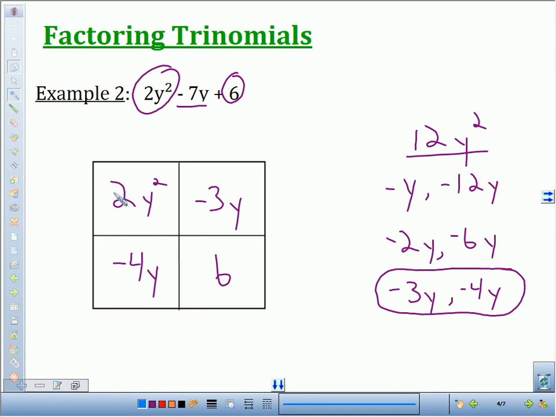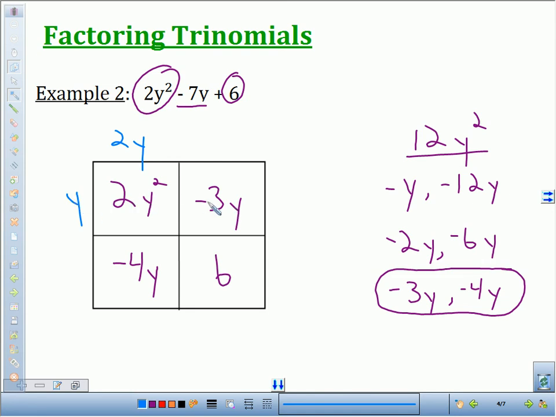All right, I'm ready for that last step. I look at my first column and ask, what are the common factors between 2y squared and negative 4y? The answer would be 2y, because they both share 2y. I look at my first row and ask, what's the common factor of 2y squared and negative 3y? The answer to that is y.